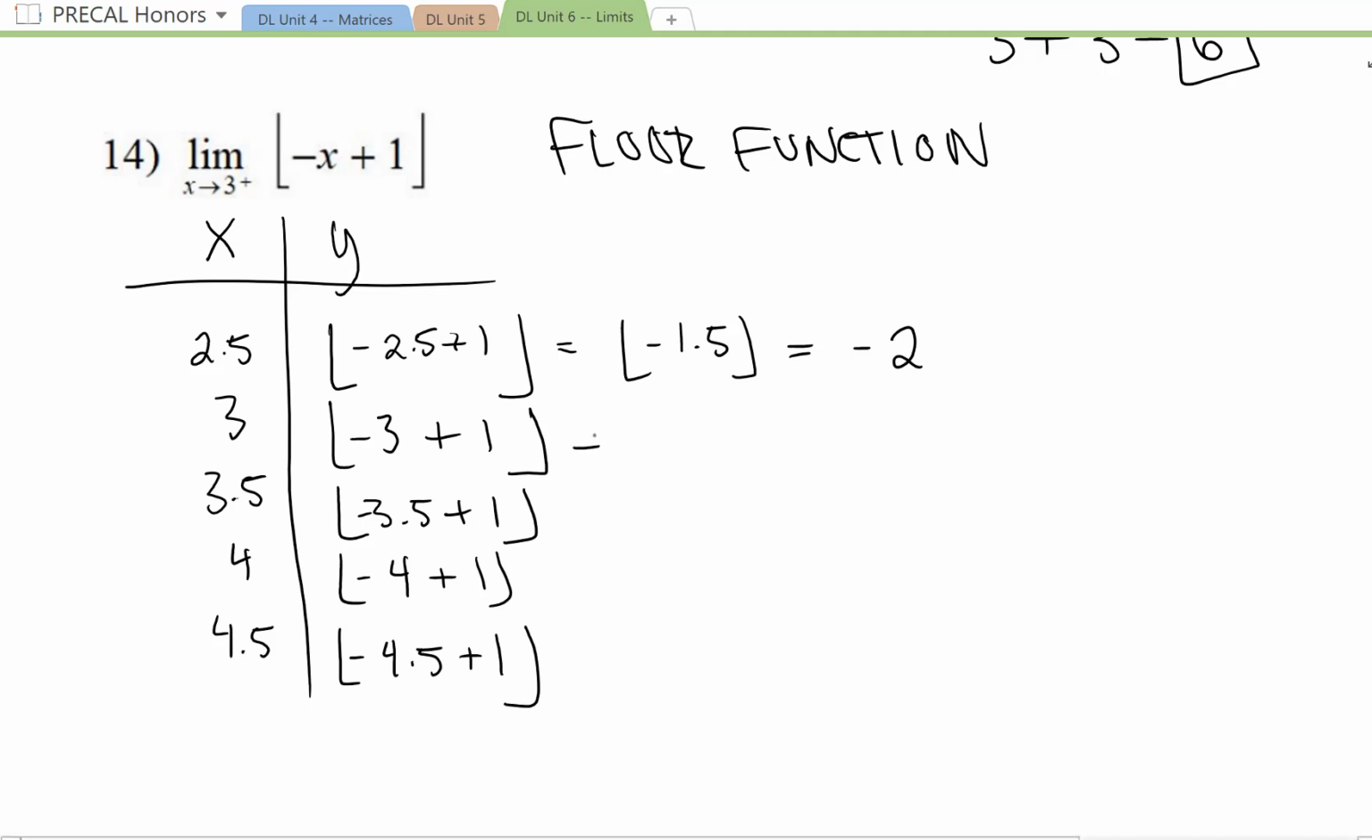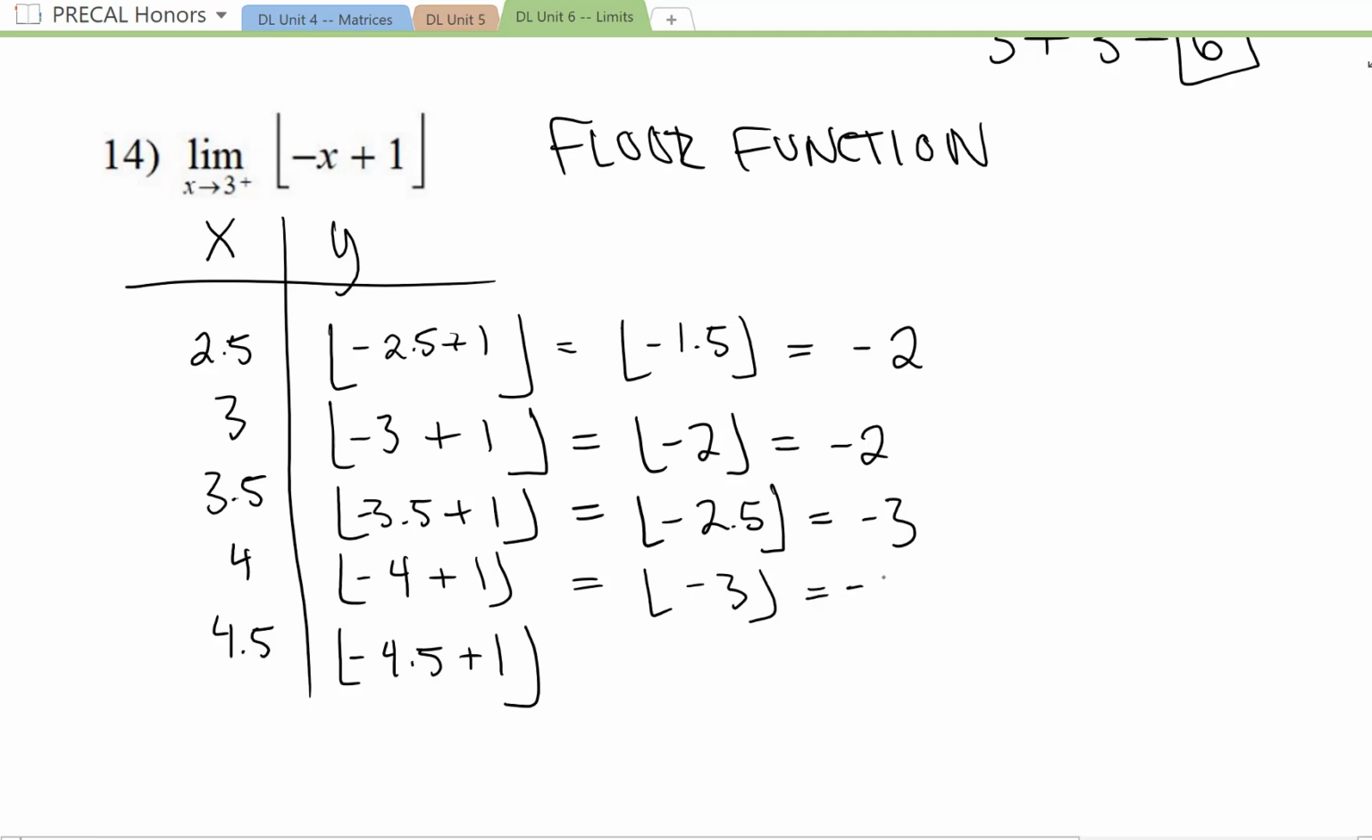Continue plugging in. The integer less than or equal to negative 2 is negative 2. The greatest integer less than or equal to negative 2.5 is negative 3. For negative 3, it's simply negative 3. And less than or equal to negative 3.5 is negative 4.